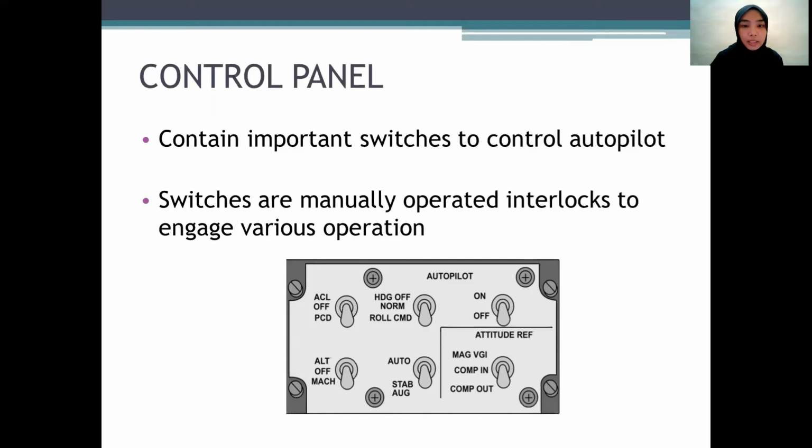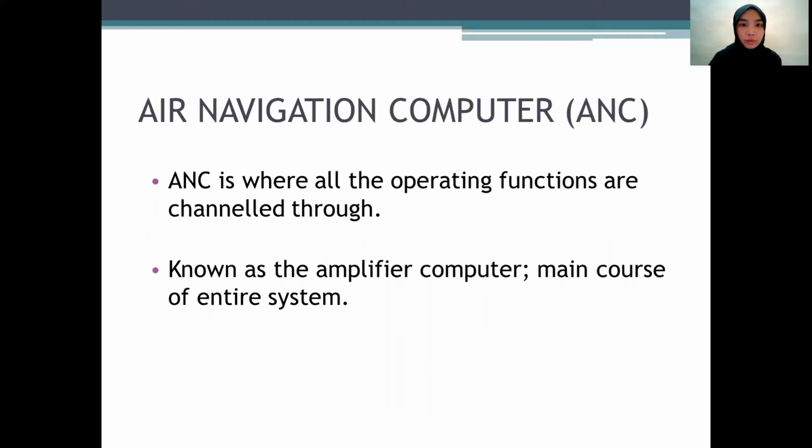The next one is the Air Navigation Computer, which is ANC. The Air Navigation Computer is where all the operating functions of the AFCS are channeled through. This part is also known as the Amplifier Computer, which is also known as the main core of the entire system, meaning the entire system depends on the ANC.